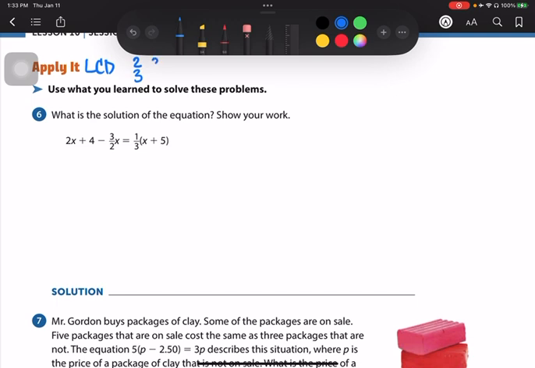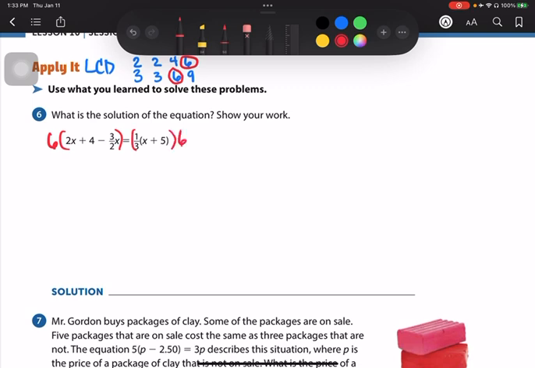So 2 times 1 is 2, 2 times 2 is 4, 2 times 3 is 6. 3 times 1 is 3, 3 times 2 is 6, 3 times 3 is 9. So the common denominator that they have in common, the smallest one, is 6. Okay? So therefore, we're going to multiply both sides of my equation by 6.